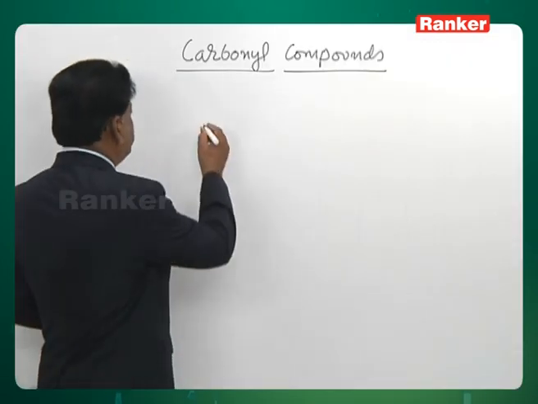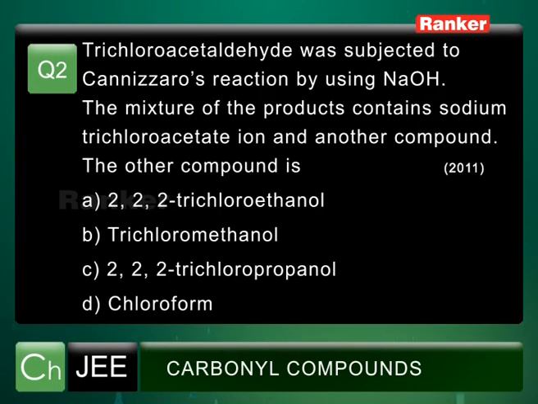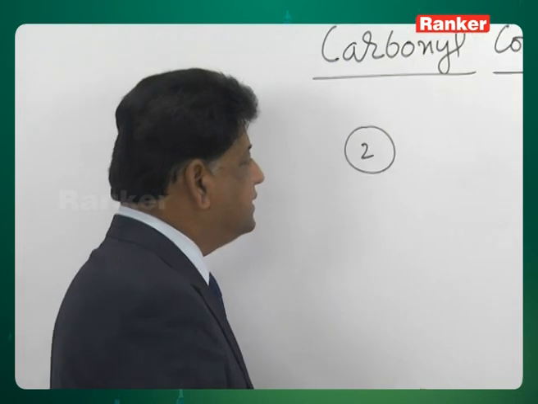Question number 2. Trichloroacetaldehyde was subjected to Cannizzaro reaction by using NaOH. The mixture of the products contains a sodium trichloroacetate ion and another compound. The other compound is what he was asking. In this reaction, options are given: 2,2,2-trichloroethanol, option A. Option B is trichloromethanol. Option C is 2,2,2-trichloropropanol. Option D is chloroform.